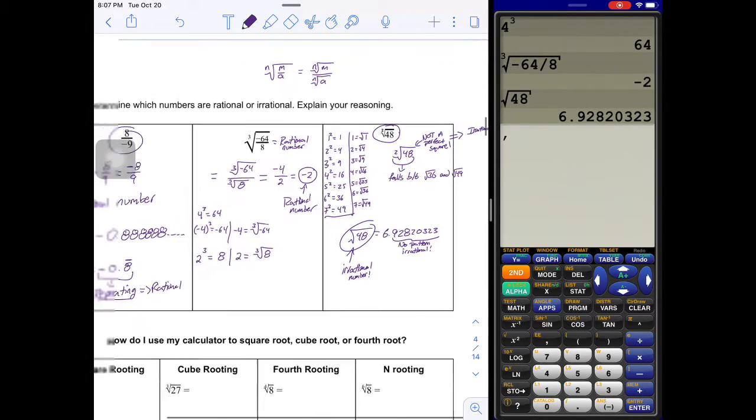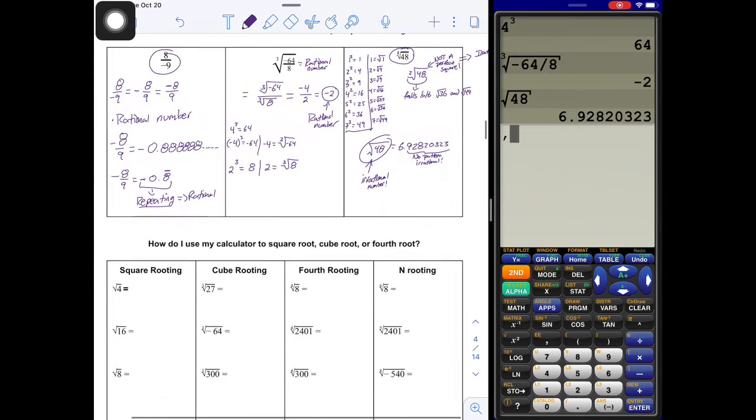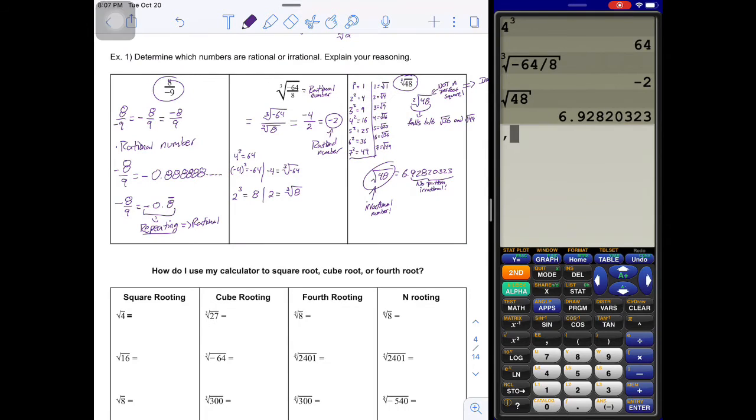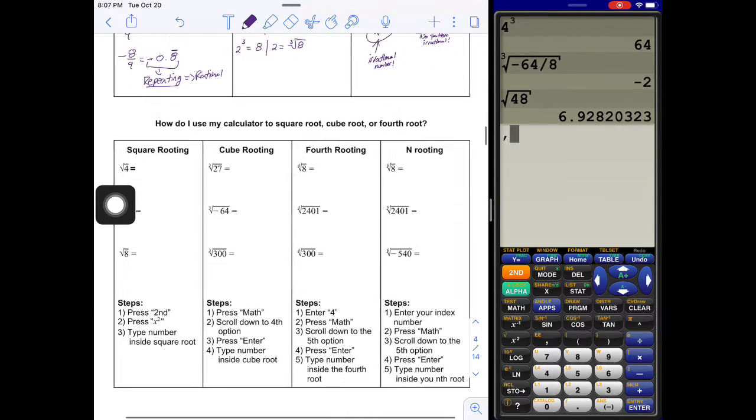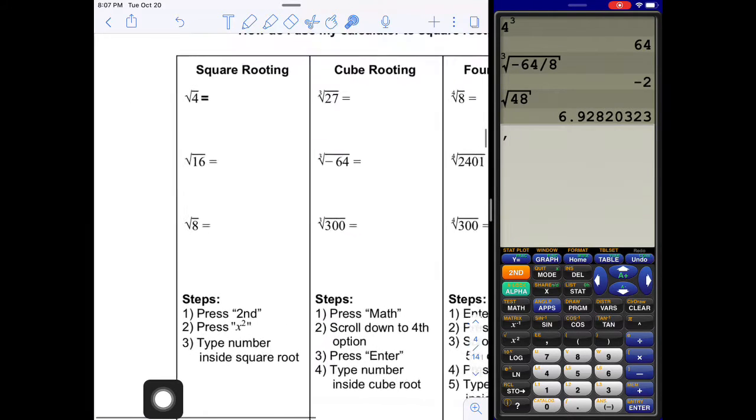Okay, so hopefully you're seeing how rational and irrational numbers work. Now, I've been kind of just cube rooting and square rooting in my calculator. It is a useful thing to know how to do, so that's what we're going to quickly go over here. How do I use my calculator to square root, cube root, or fourth root, or just any type of rooting? So let's focus on square rooting.